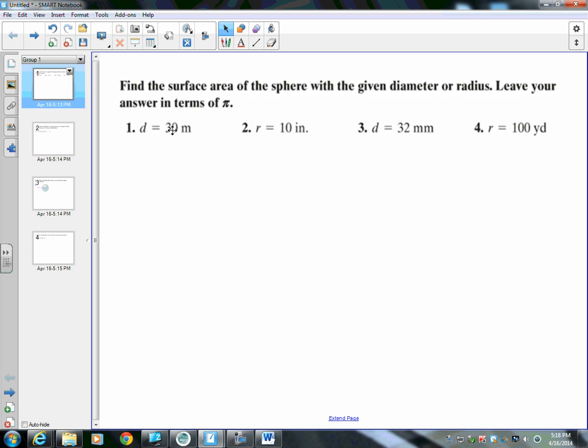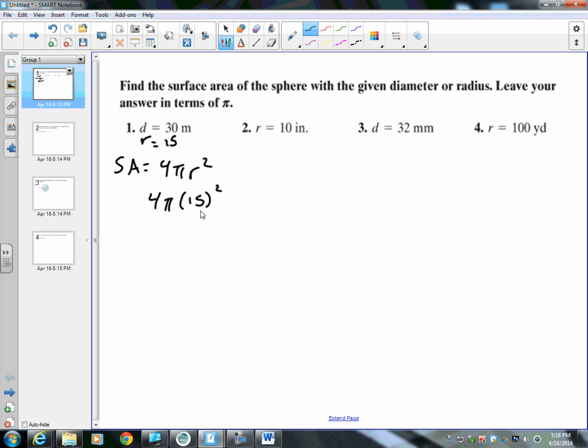First of all, let's start with number 1. It says find the surface area of a sphere with a given diameter, and it leaves it in terms of pi. Surface area of a sphere is 4 pi r squared. So we have 4 times pi. It gives us d for diameter. Diameter is 30, which means our radius is 15. So we plug in 15. 15 squared, in the calculator, is 225. 225 times 4 gives us 900.